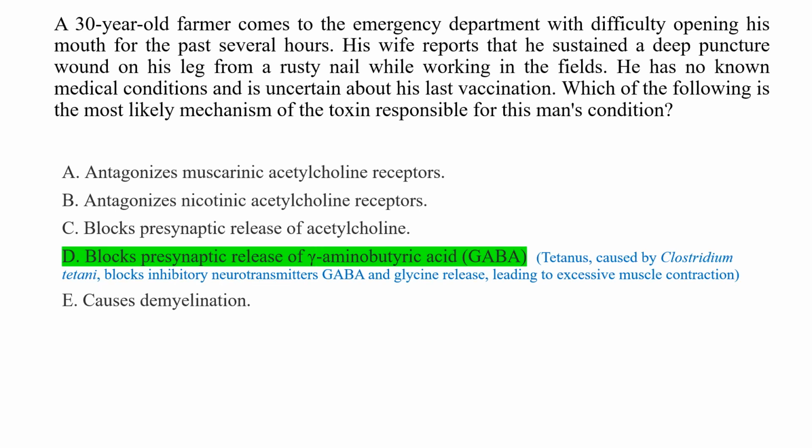The correct option here would be D. Blocks presynaptic release of gamma aminobutyric acid. This is because tetanospasmin, which is the toxin produced by Clostridium tetani, prevents the release of inhibitory neurotransmitters, specifically gamma aminobutyric acid and glycine. Without gamma aminobutyric acid and glycine, the motor neurons are overactive, causing sustained muscle contractions, which leads to locked jaw, a rigid smile, and severe back arching due to muscle rigidity. Since this mechanism directly explains the patient's symptom, this is the correct answer.